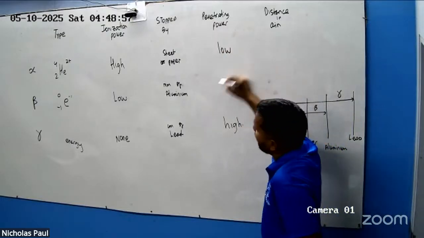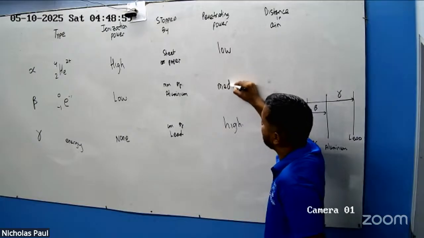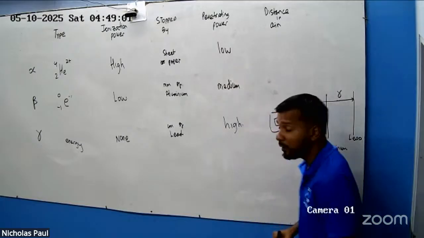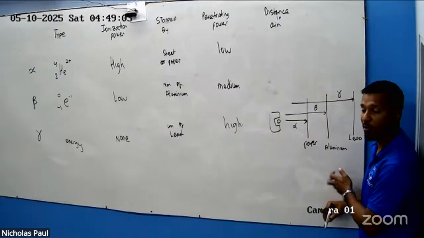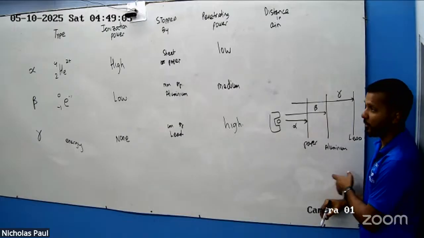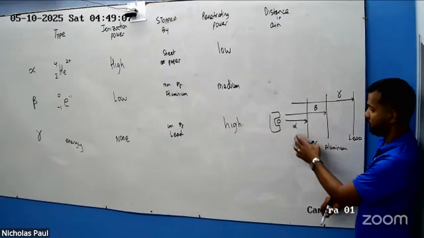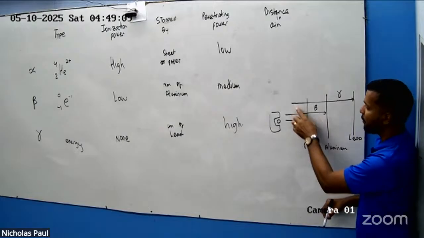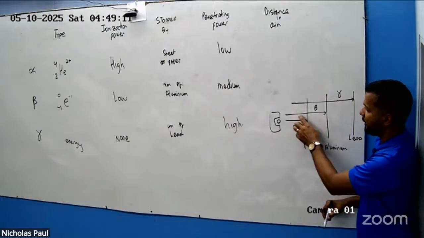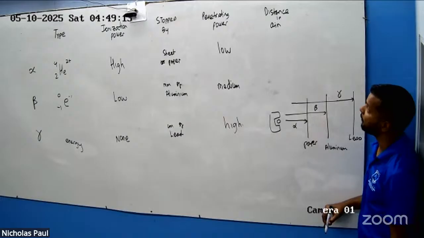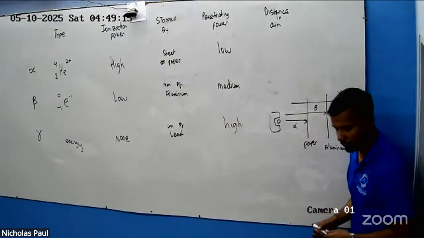And of course, beta is in between. So you can see it here in this diagram earlier. I'm sure you all saw this, but this diagram shows you that gamma goes through these two things, beta goes through this, and alpha is stuck at this.